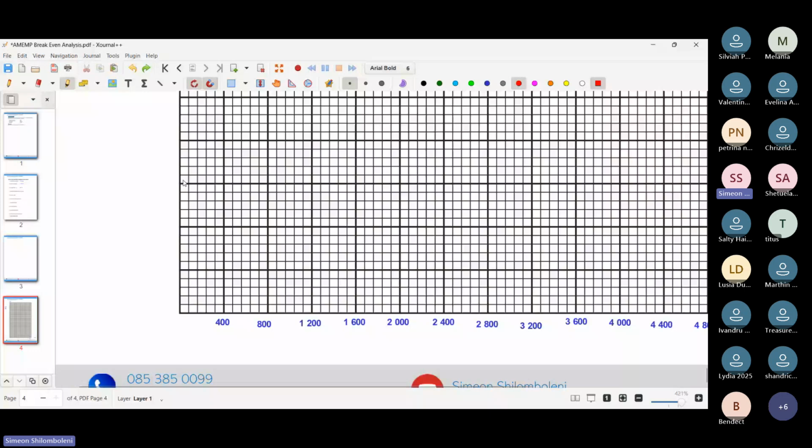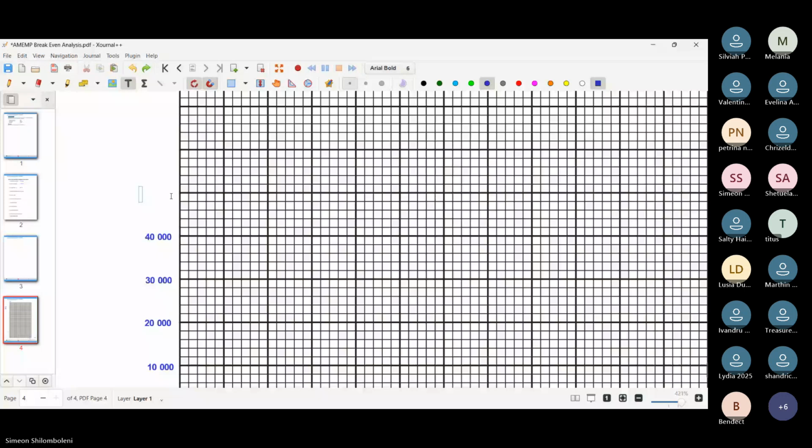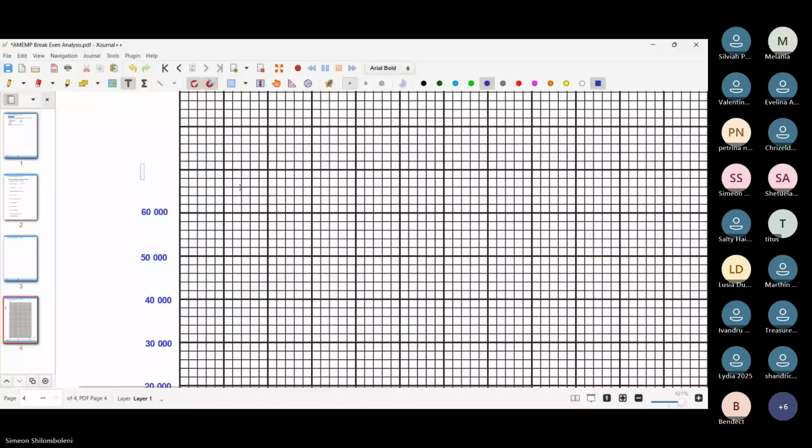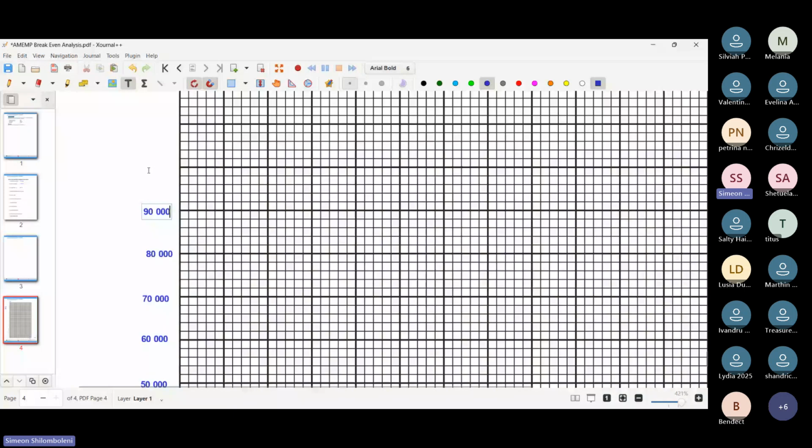So here we have a 10,000. So we have a 10,000 there. We have a 20,000. We have a 30,000. 40, 50, 60, 90, and then 100. We don't have to go to 120 because the last figure that we have is 90 something, so it's within that margin.